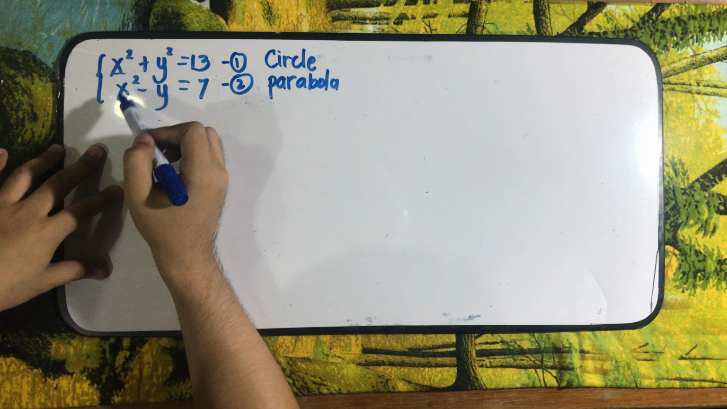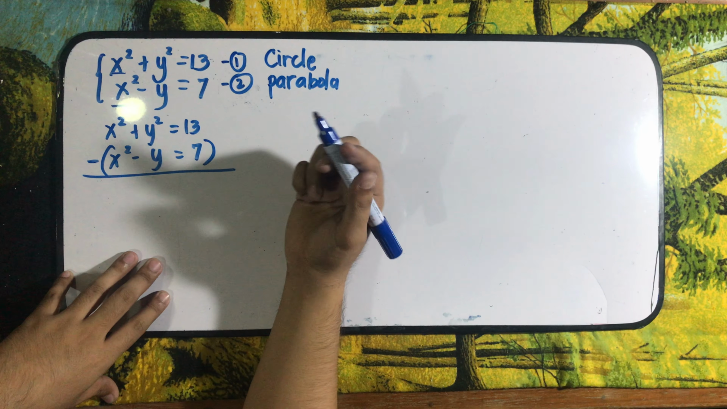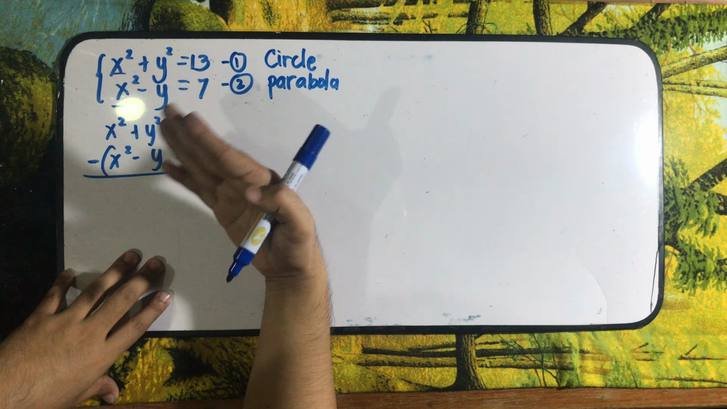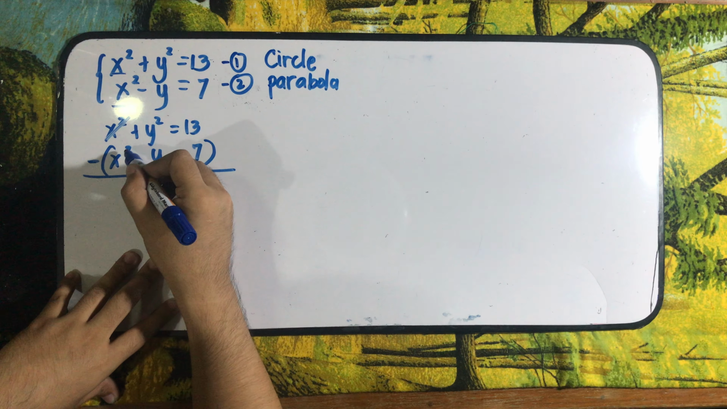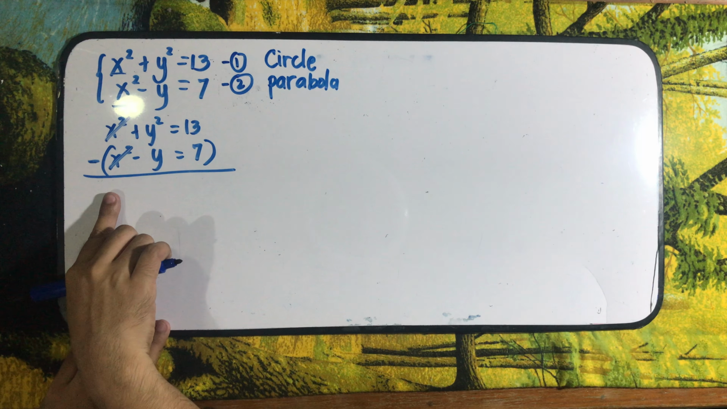So all we have to do is to write the equations. We have x squared plus y squared is equal to 13, and x squared minus y is equal to 7. Since this is x squared and also x squared, in order for this to cancel out, we need to subtract. In subtracting, we'll be eliminating the term which contains x squared. X squared minus x squared becomes 0.